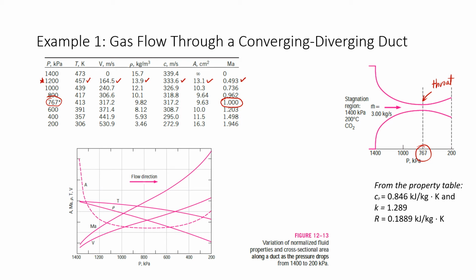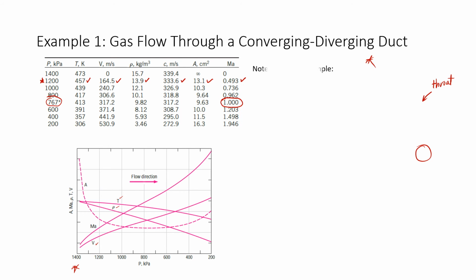If you see this diagram, you can see the pattern of the area and Mach number, and we have the temperature, density, and velocity variation as the flow moves from the entrance of the duct at this part until the end at 200 kPa at this part. This is the plot based on the values in the table. So what can we observe from this example?